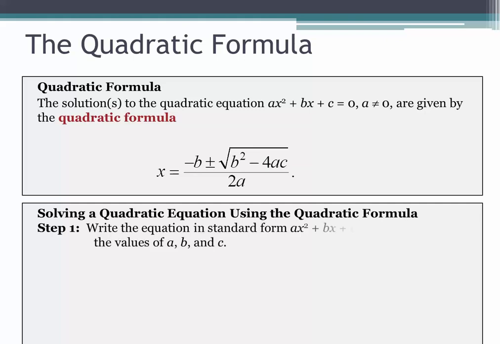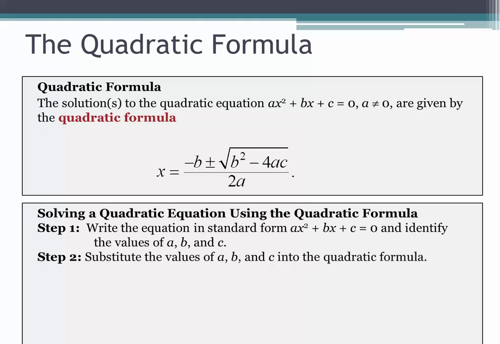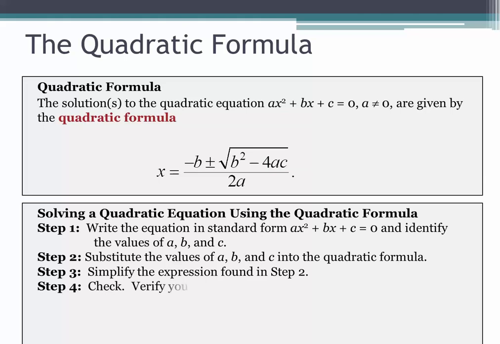To put this in action, first write the equation in standard form. In other words, have everything over to one side and set it equal to 0. Identify your a, b, and c, where a is the coefficient of the x squared term, b is the coefficient of the x term, and c is the constant. Substitute those values into the quadratic formula. Simplify the expression, carefully following the order of operations, and always check to verify your solutions.